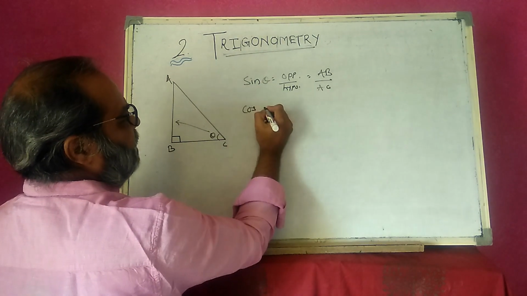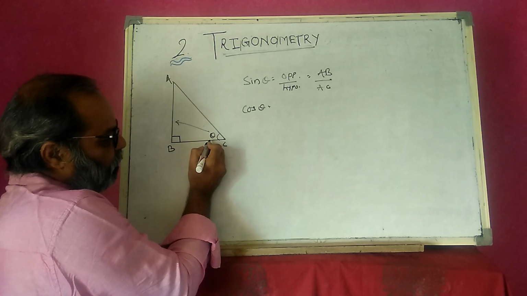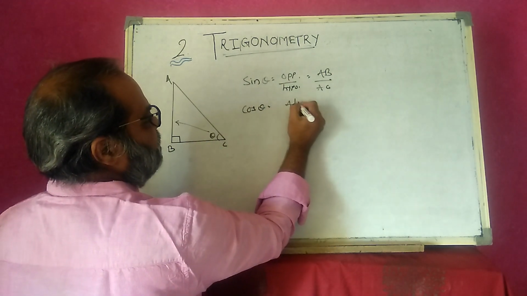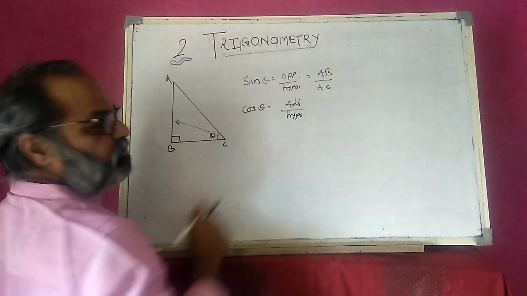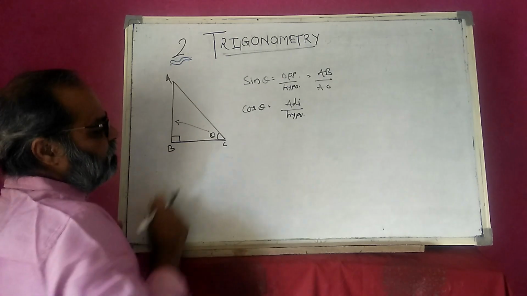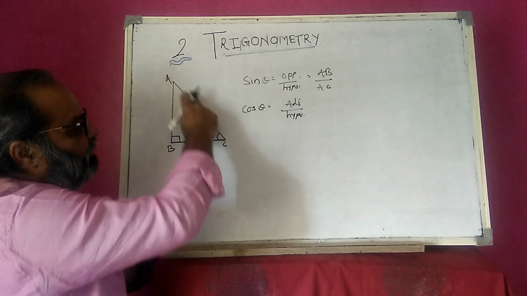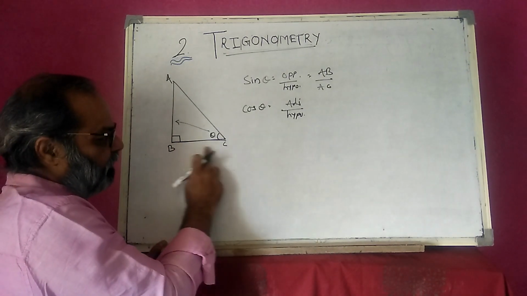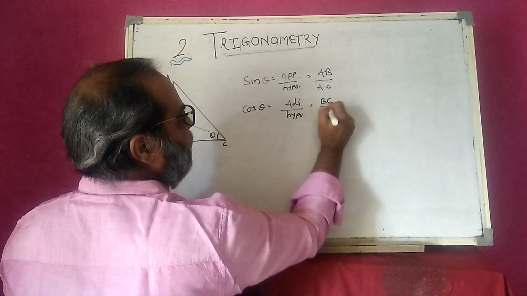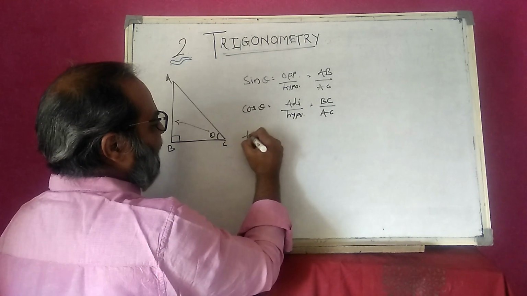Next is cos theta. What is the definition of cos theta? It is adjacent side upon hypotenuse. The adjacent side of theta is BC. This AC is also adjacent to theta, but there it acts as the hypotenuse, so I am taking the adjacent side of theta as BC. So here it is BC divided by the hypotenuse, which is AC.